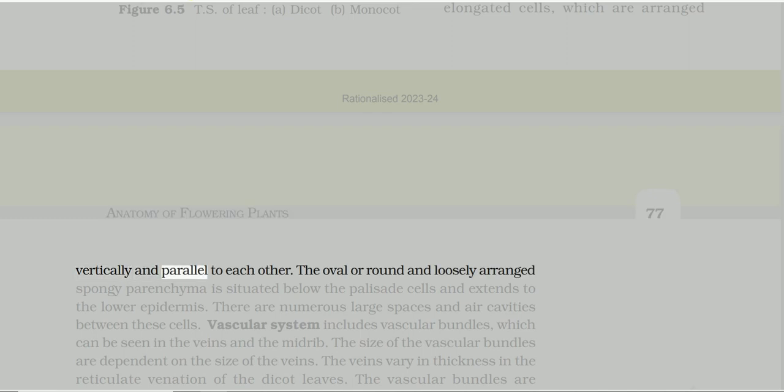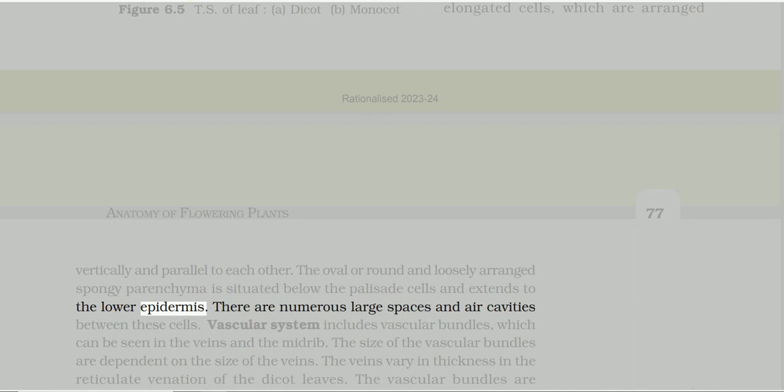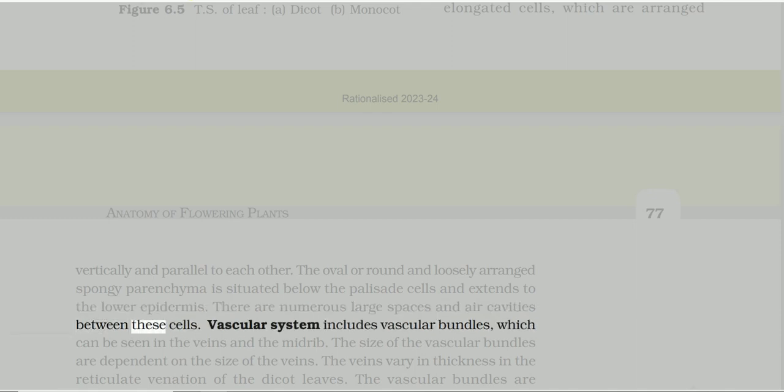vertically and parallel to each other. The oval or round and loosely arranged spongy parenchyma is situated below the palisade cells and extends to the lower epidermis. There are numerous large spaces and air cavities between these cells.